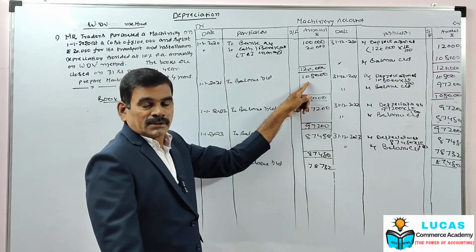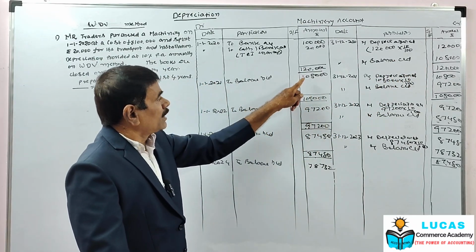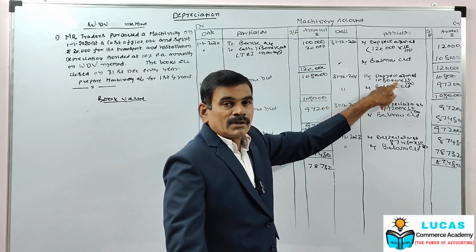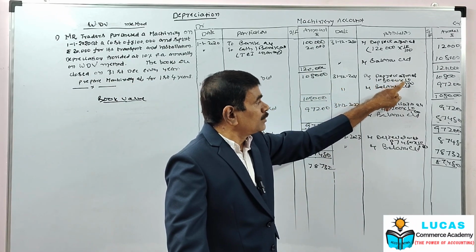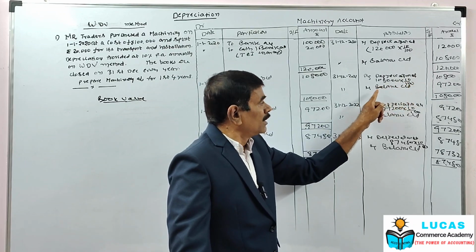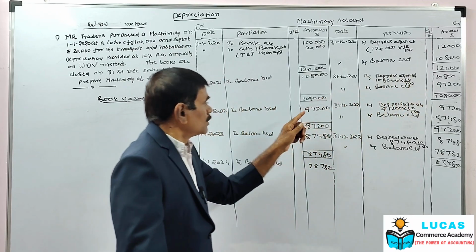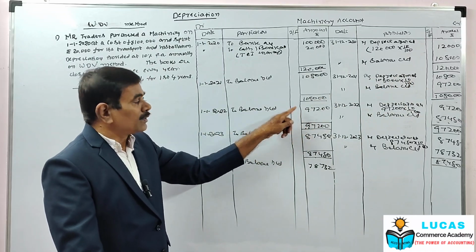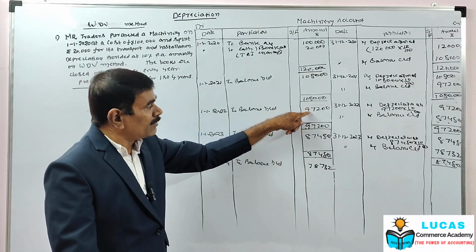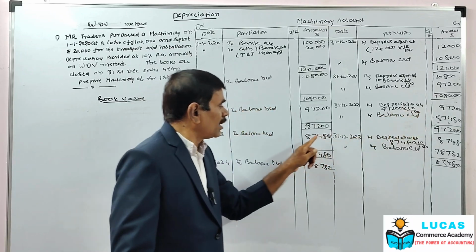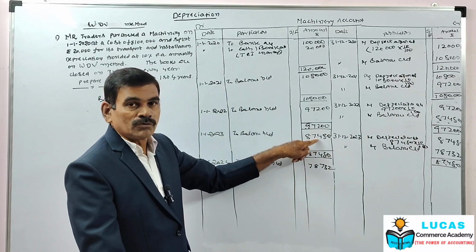Next, come to the second year. This is the opening balance 1,08,000. On this figure we are going to calculate depreciation, 1,08,000 into 10 by 100, 10,800. So the resulting figure is 97,200. So brought forward to the third year. That means this is the book value. On this value we are going to provide depreciation, so 9,720, balance brought forward 87,480.